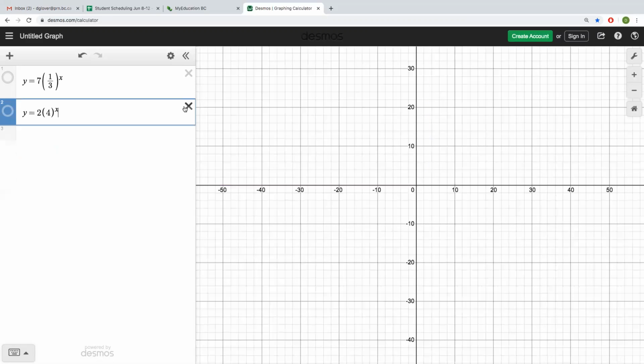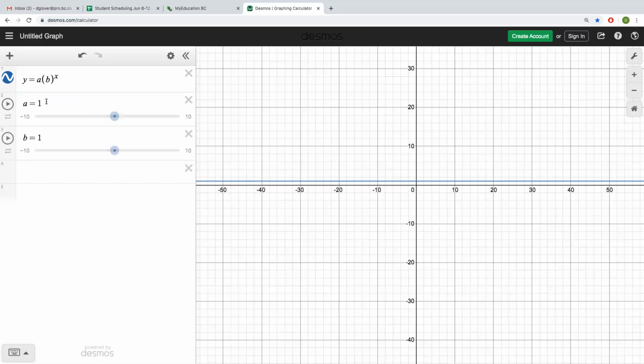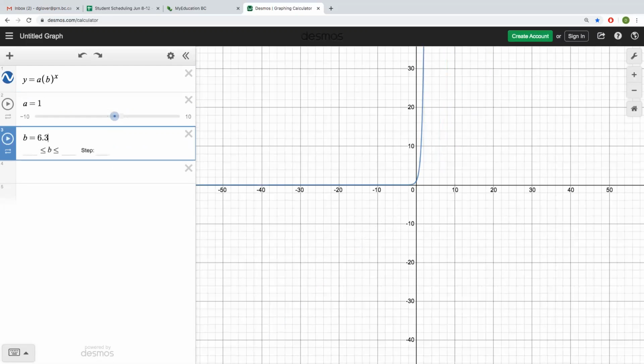So now let's do something a little different. Let's talk about a general function. I'm just going to make an arbitrary function, y equals a times b to the power x. I don't know what a and b are, but I can add a slider. I need to make b something bigger than 0. B is your base. So if you increase that, like a base of 1.3, you get a steeper function. If you go up to 100, you get a super steep function.